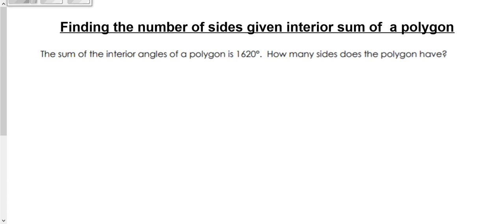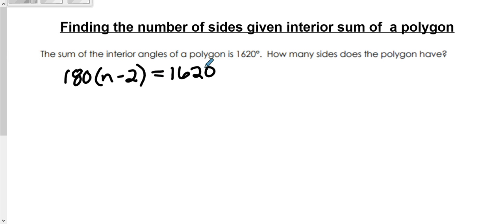Now we're going to be finding the number of sides given the interior angle sum of the polygon. This time we're given the sum, so you don't have to calculate it, and you're going to find how many sides it has. They didn't tell you what type it is. So you're still going to go back to your polygon angle sum theorem, 180 times n minus 2. You know that the sum is already 1620.